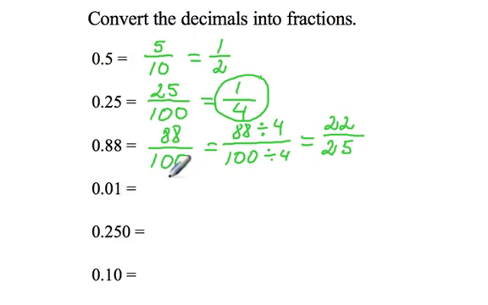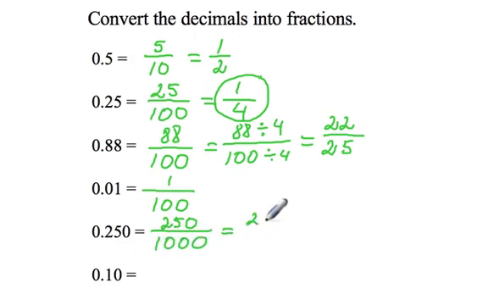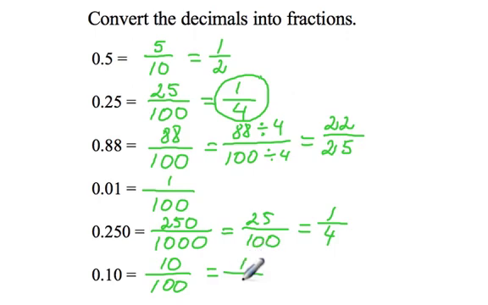0.01 is 1/100ths. 0.250 is 250 1000ths, or 25 100ths, or 1/4. So here's the fraction in lower terms. 0.10 we can rewrite as 10 hundredths, or 1/10ths.